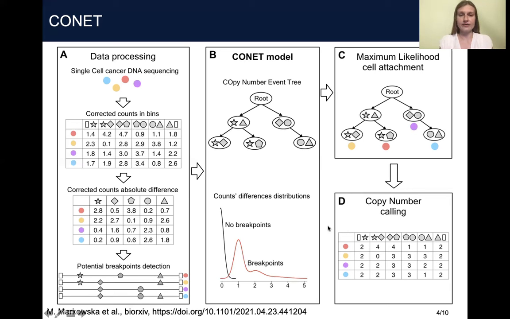We average the corrected counts in each of those clusters and we round them to integers. This is how we call the copy numbers for genomic bins that were changed. For all the rest of the bins where there was no copy number change history according to our model, we assume that copy number is equal to 2.